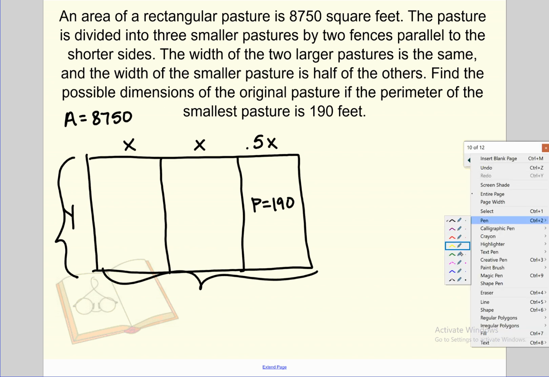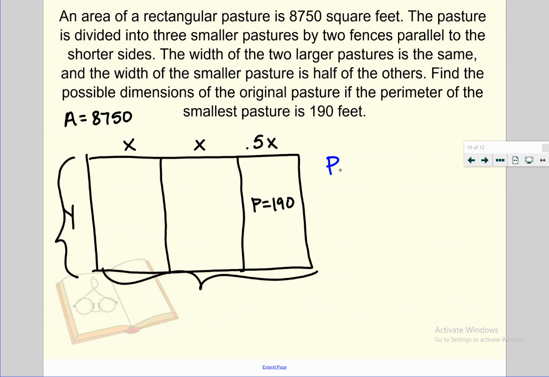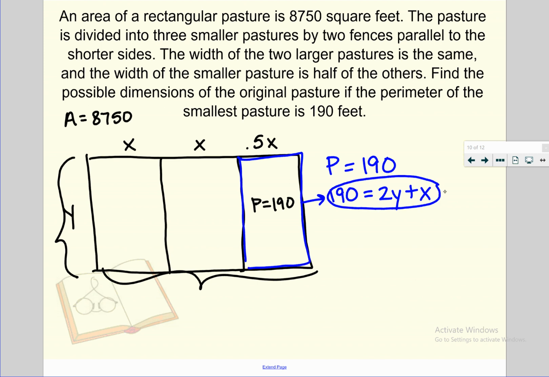Let's start with the perimeter. So the perimeter of my smaller one was 190. So 190 equals, how do we get to that 190? Right, so there's going to be two y's on the sides, and then you have a half an x on the bottom and a half an x on the top. So if you need to write out half x plus half x, you can, or we just know that's going to be plus x. So that's going to be those four sides all added together. Okay, there's my first equation. Nothing too crazy, and actually that one, very easy to get the x alone. So substitution won't be terrible in this problem.